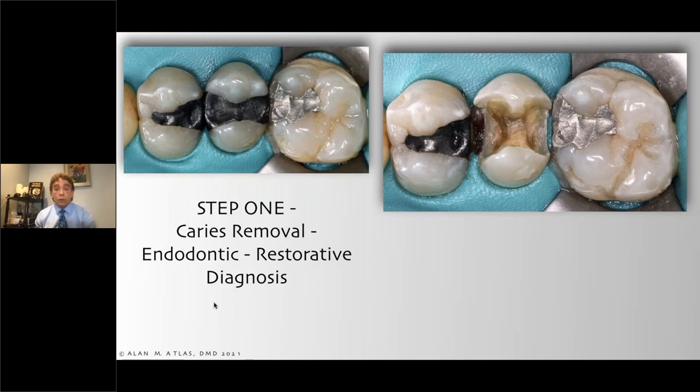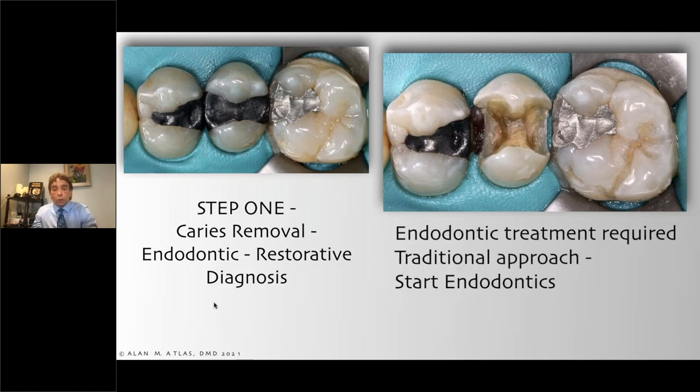I mean, I could certainly put a restoration, temporize, and see if it's going to develop endo, but based on his symptoms, I'm pretty certain it's endodontic irreversible pulpitis. So the traditional approach, endodontic treatment, is started. My question to you, is that the best way to proceed? Should we be starting endo right now?